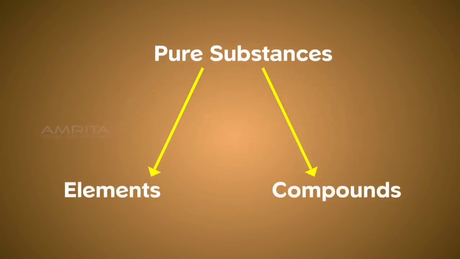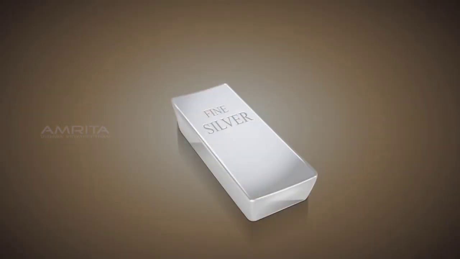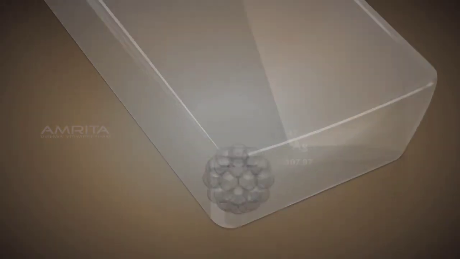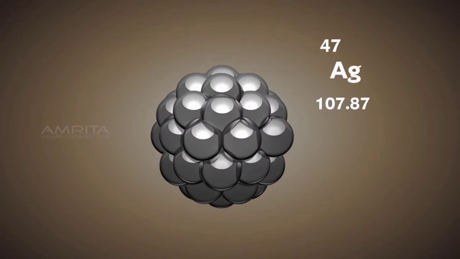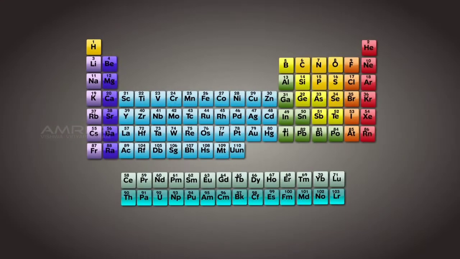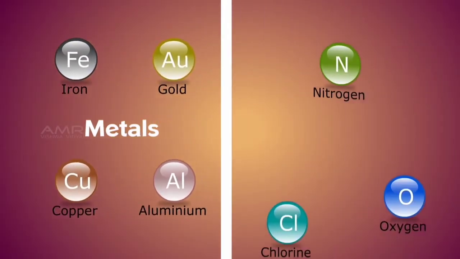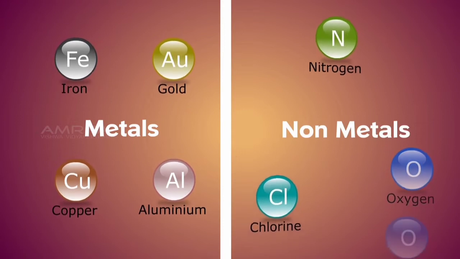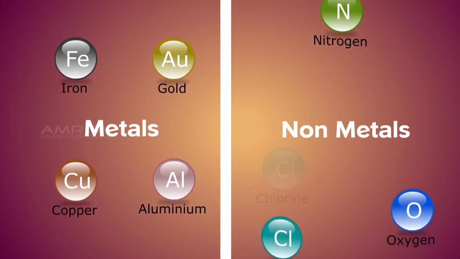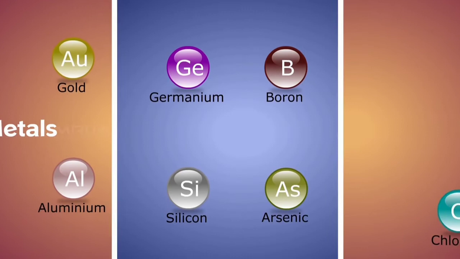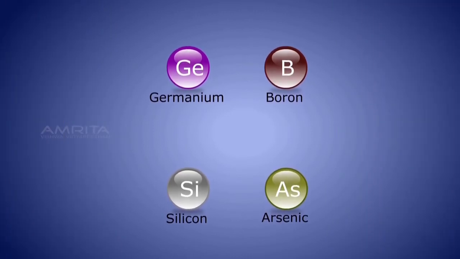First, let us study about elements. An element is a pure substance consisting of only one type of atom. That is, an element is the basic form of matter that cannot be broken down into simpler substances by chemical reactions. Many elements are arranged in the periodic table according to their atomic number. Elements can be classified into metals, nonmetals, and metalloids. We have studied about the properties of metals and nonmetals in 8th standard. Let us recall it.